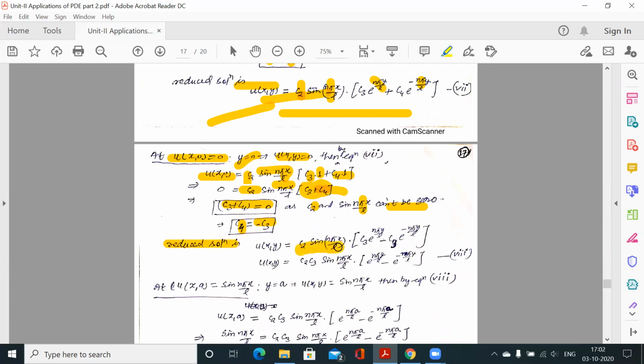So the reduced solution is c2 into sin, now c3, and I have written minus c3 for c4. So keeping c3 common, c2 c3 sin, e to the power something minus e to the power something.